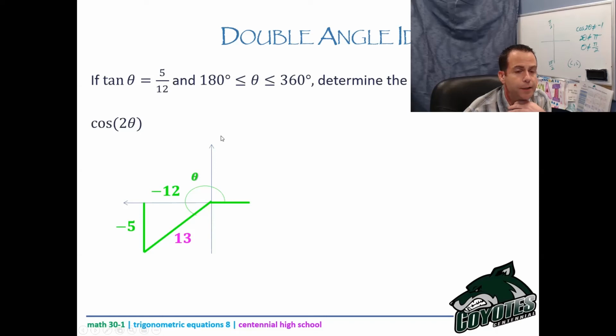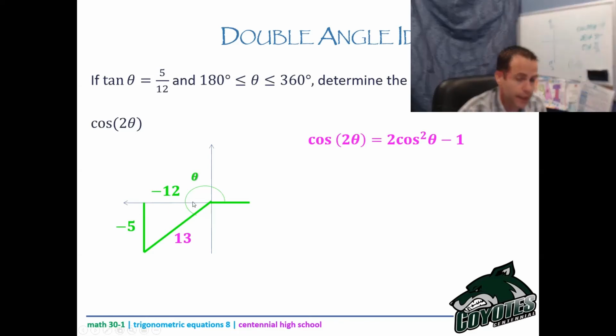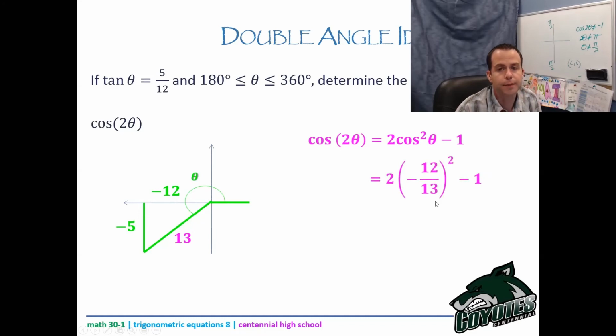So now I'm heading to cos of 2 theta. I have 3 different options for how I handle that. It doesn't really matter which one I choose. I happen to have chosen here 2 cos squared theta minus 1. I now know that cos of theta, remember, now that I have this triangle, cos is adjacent over hypotenuse. So I'm looking at negative 12 over 13. So I'm looking at 2 times negative 12 over 13 squared minus 1. Squaring a negative gives me a positive. So this guy here is going to be 144 over 169.